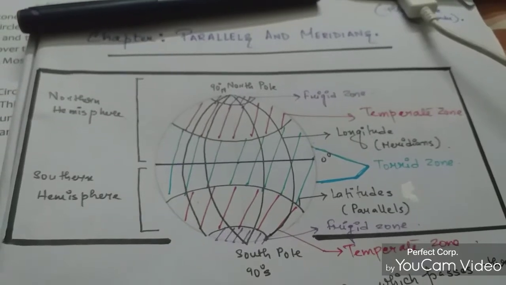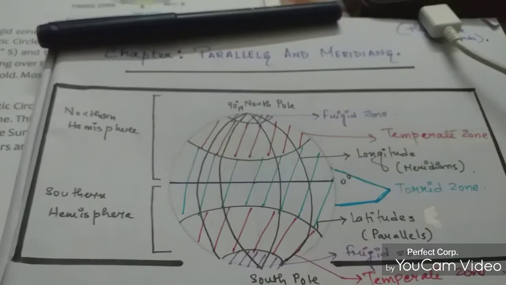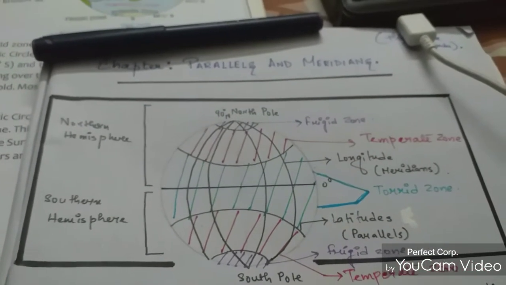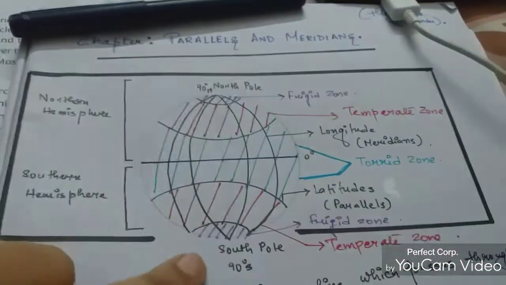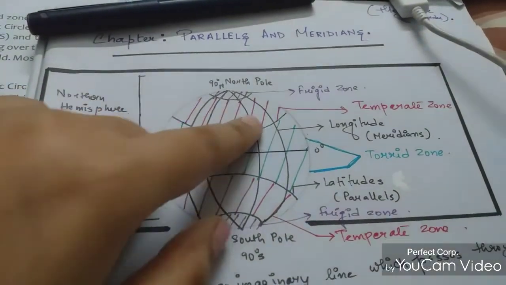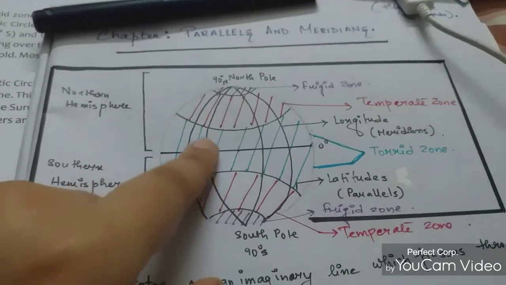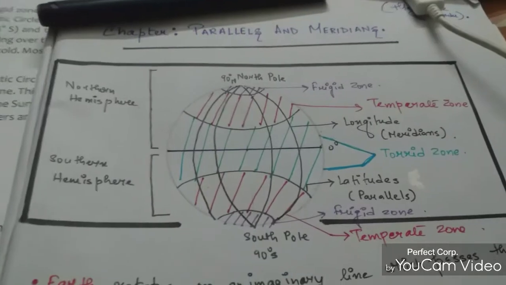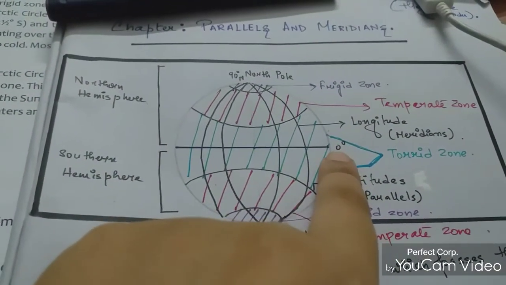Now look into this diagram. This diagram shows the northern hemisphere, southern hemisphere, north pole, south pole. Then there are different zones, that is the frigid zone both in north pole and south pole, the temperate zone both in northern hemisphere and southern hemisphere, and the torrid zone both in northern and southern hemisphere, and in between that is the 0-degree equator.